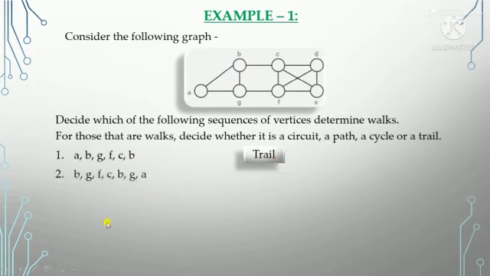Next one is, suppose we have this one, B, G, F, C, B, G, A. So this also becomes a walk, but which type of walk is this? Here you can see that our vertices are repeated, B and G. B and G vertices are repeated here. B, G, F, C, B, G, A, right? So it becomes a walk, right?